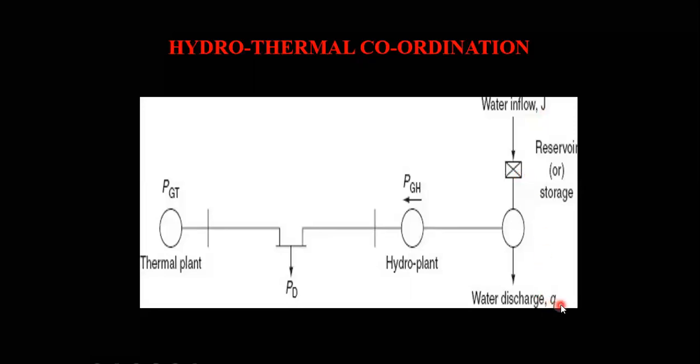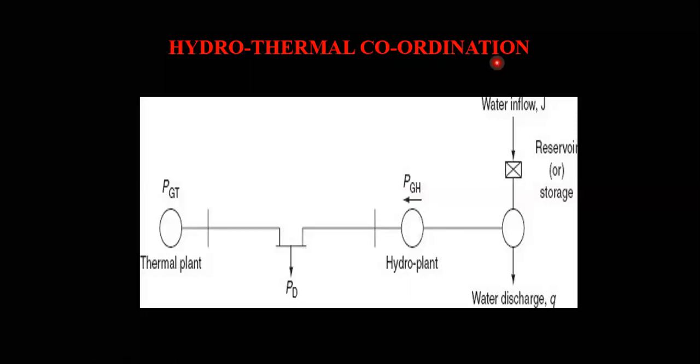And how to represent the water discharge? By using Q. So for example, this is the water inflow, and this is stored in the reservoir, and from the reservoir we have a water discharge. So this is a valve. By using this valve, we can control the water discharge. Here a turbine will be there, so that we can operate our turbine. Once the turbine is operated, the generator will also be in operating condition, so that we can get the PGH. So together, PGH and PGT should meet our PD. This is a simple diagram which represents hydrothermal coordination.